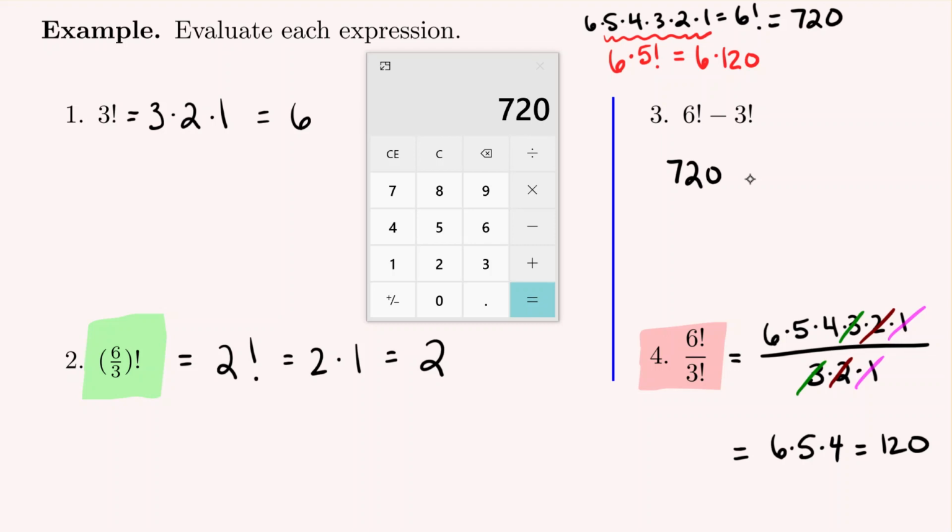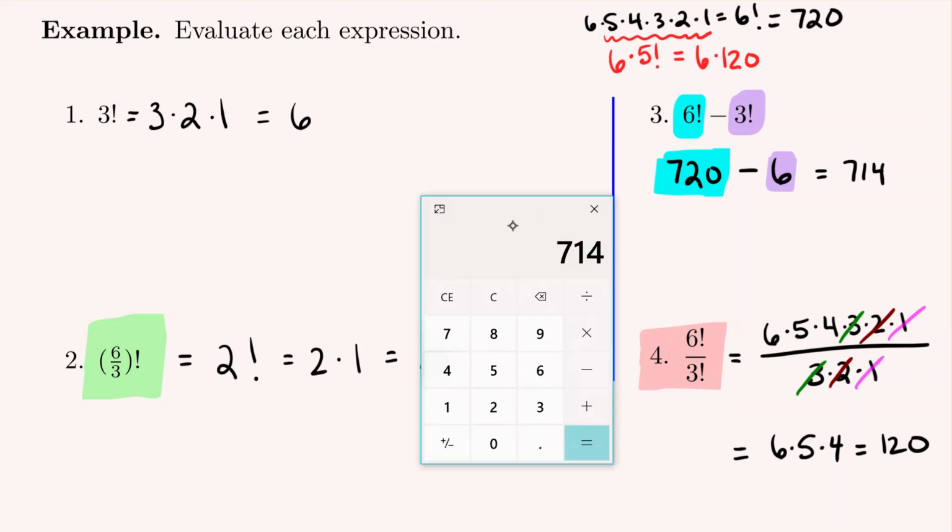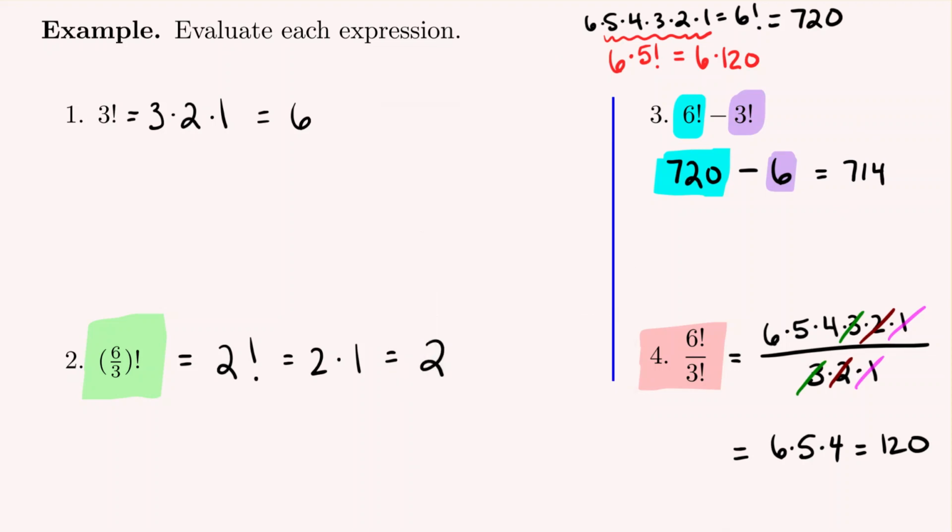So I have 720 minus 3 factorial is 6. 6 factorial became our 720. 3 factorial became 6. And then when we subtract those, we get 714. So this has just been some practice with finding basic factorials and then dealing with mathematical operations that include factorials.